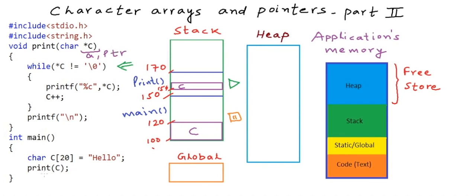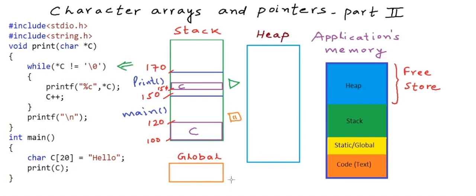We could have named this particular variable A or PTR or whatever, but all that happens when we make this particular call to print and pass this C here is that the address 100, which is the base address of the array, is passed to the print function, and the print function stores it in a pointer variable. Sometimes it may confuse us when we are using the same local variable name in the calling function and the same argument name in the called function, but we must always understand that they are different.